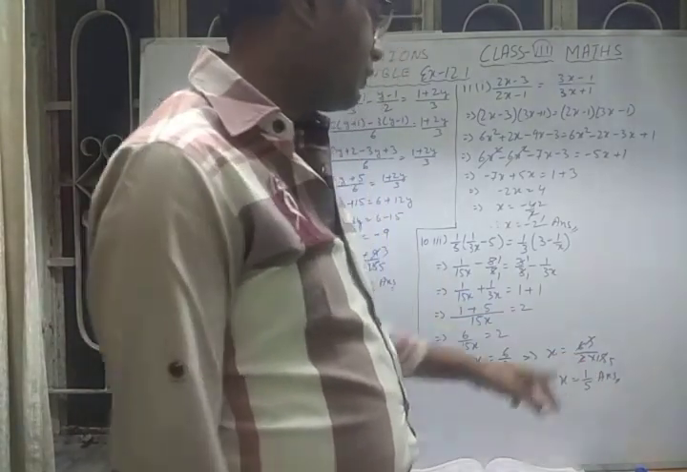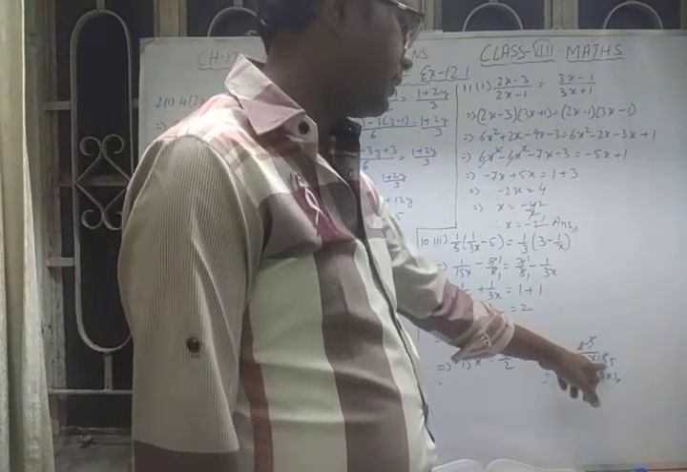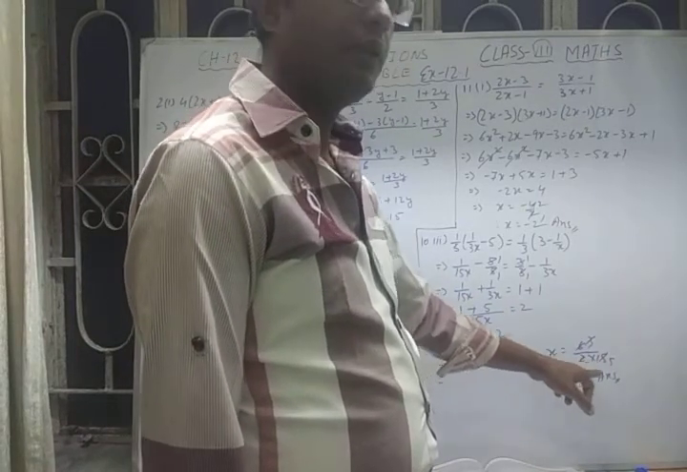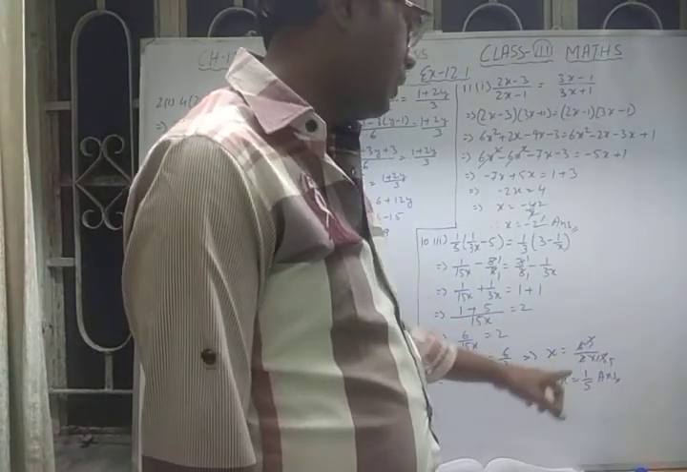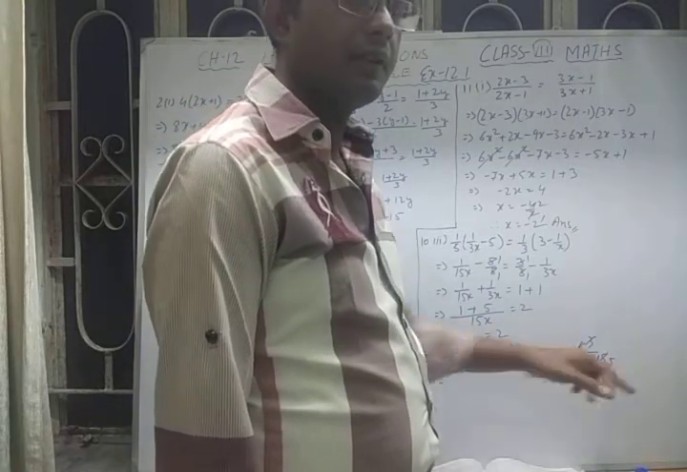Now do the cancellation. 2 1 are 2, 2 3 are 6, 3 1 are 3, 3 5 are 15. So in the numerator there is only 1 and in the denominator there is only 5 and 1. So 5 1s are 5. So therefore the value of x equals to 1 by 5, answer.